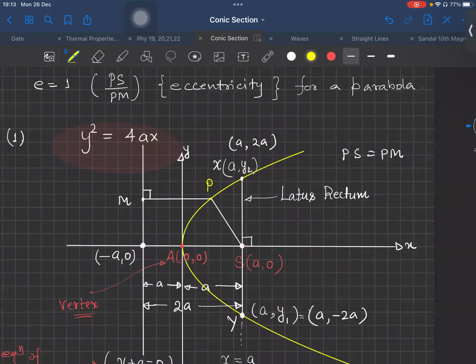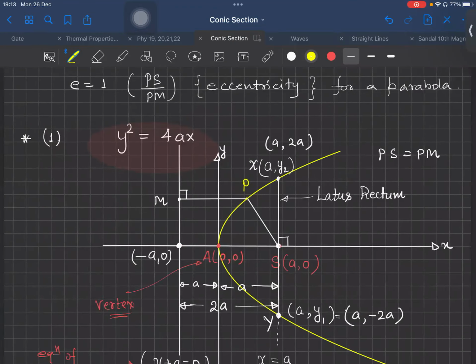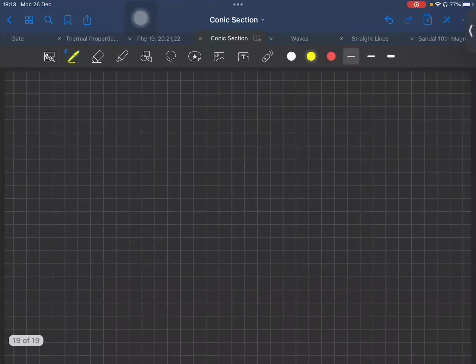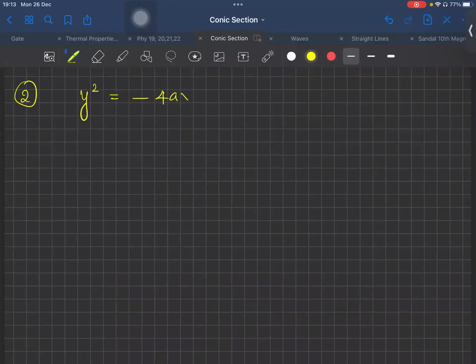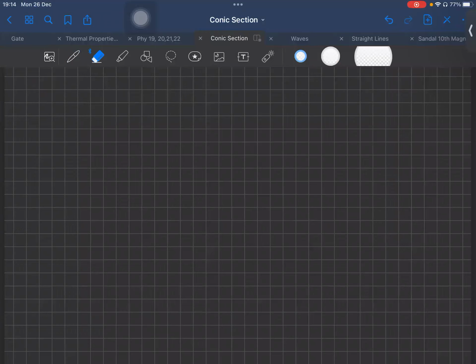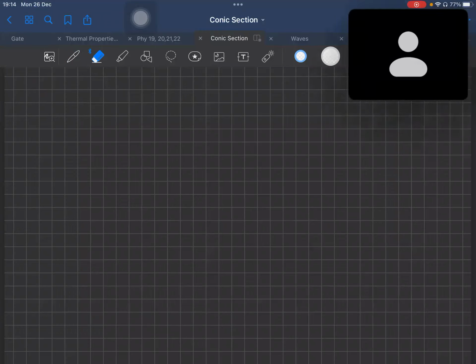Can you find the same for the second parabola, y square is equal to minus 4ax? Can you do that? Okay, before you do that, are you able to understand or not? Please tell me.